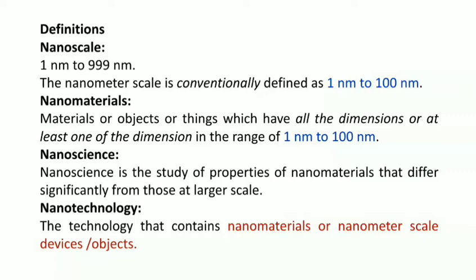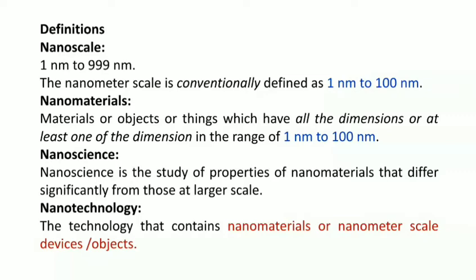1000 nanometers is nothing but 1 micrometer. 1 micrometer to 999 micrometers, and 1000 micrometers belongs to 1 centimeter. So likewise, in general, if somebody asks you what a nanoscale is, you answer that 1 nanometer to 999 nanometers is a nanoscale. This is in general.